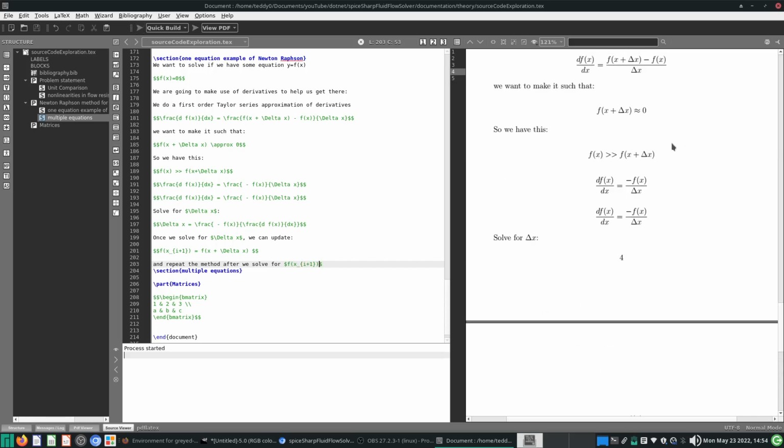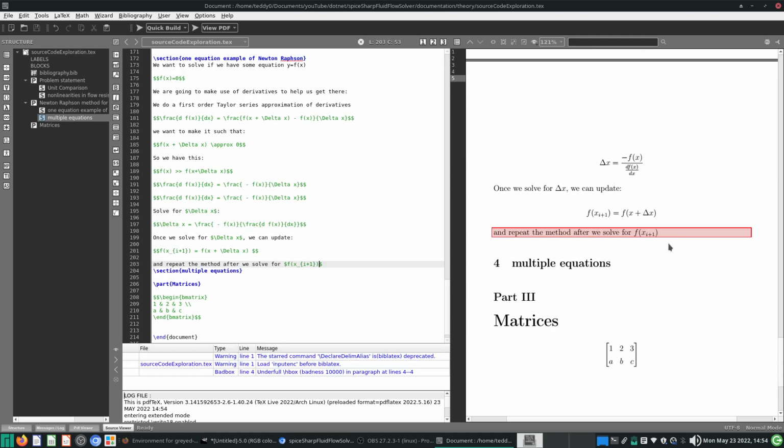Pardon me, I didn't actually use all the iteration numbers before. But essentially we solve for this f(x) i plus 1 equals to x plus delta x of the last iteration. I'll just leave this here. I'm not going to correct the nomenclature, but okay.